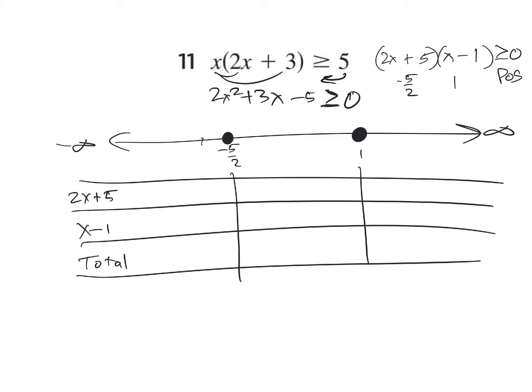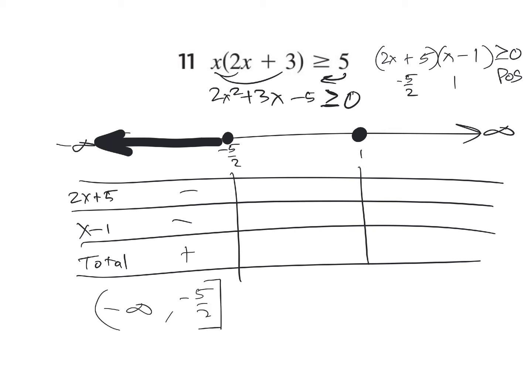So left of negative 5 halves, which is negative 2.5, let's do negative 3. So 2 times negative 3 is negative 6, plus 5 is negative 1. Negative 3 minus 1 is negative. Negative times a negative gives us positive. So yes, we want this shaded. All right, so from negative infinity to negative 5 halves, including negative 5 halves, that's part of our solution. So don't assume that 0 doesn't work. So let's plug it in. 2 times 0 is 0, plus 5 is positive. 0 minus 1 is negative, gives us a negative.